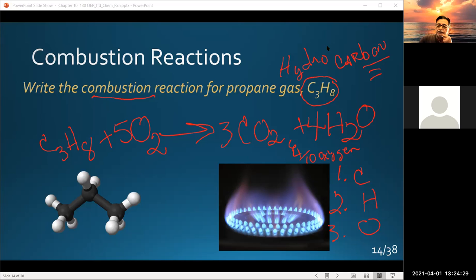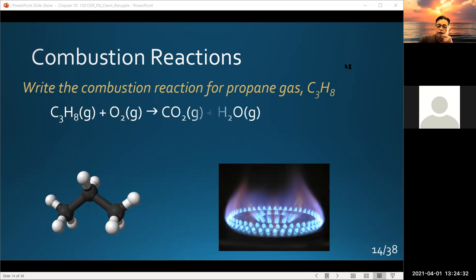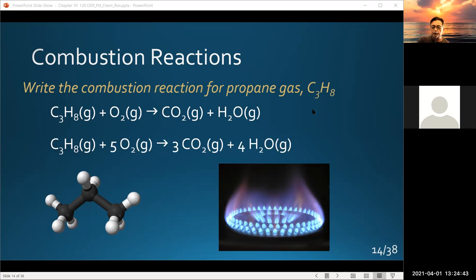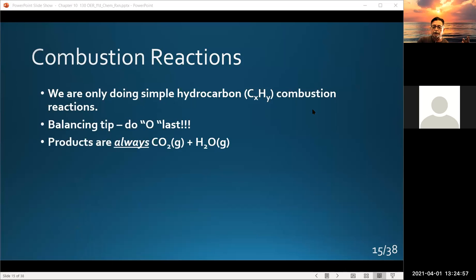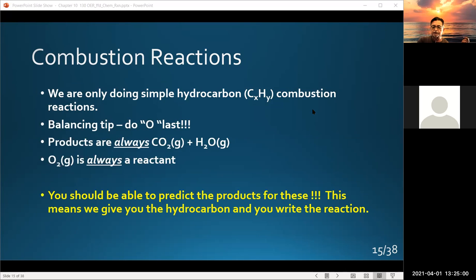All right, let me clear this up a little bit. All right, so there's the reaction we just did. Obviously, I forgot the physical states because we're burning this, so obviously everything is going to be in the vapor phase. Okay, and then we balance it simply by going through the steps of carbon first, followed by hydrogen, followed by oxygen. Okay, and that's what this slide's telling you, for the combustion of hydrocarbons, carbon, hydrogen only.